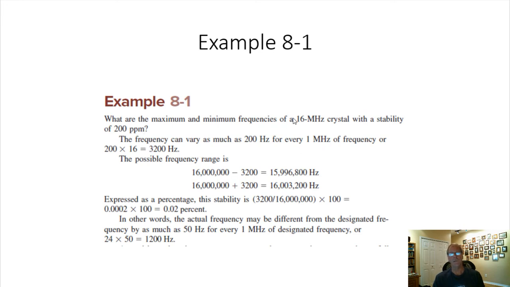But how much can the frequency vary? Well, 200 hertz for every 1 megahertz. So 200 times 16 is 3,200 hertz. Makes sense. So the possible frequency range is 16 million minus 3,200, which is 15,996,800, or 16 million plus 3,200, which is 16,003,200. And you can do it as a percentage if you want. 3,200 divided by 16 million times 100 is 0.02%.